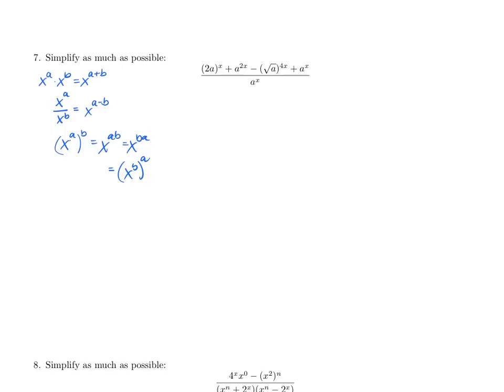The first one is that we want to simplify this as much as possible. We have (2a) to the x plus a to the 2x minus the square root of a to the 4x plus a to the x, all over a to the x. And it seems pretty likely that since we're dividing by a to the x, we really do want to rephrase or restate each of the terms in the numerator in terms of a to the x. All right, let's see how to do that.